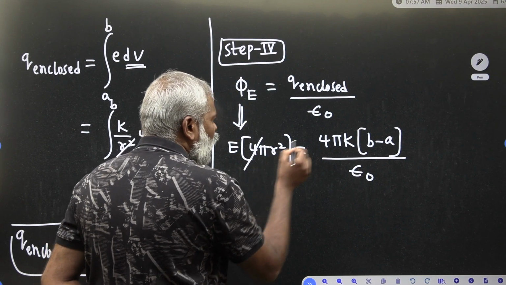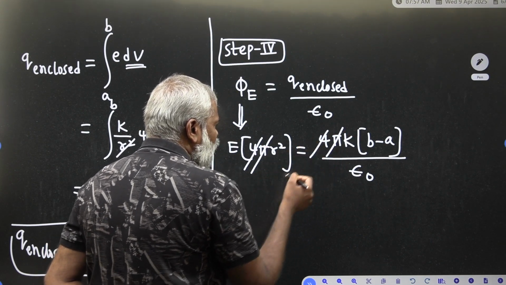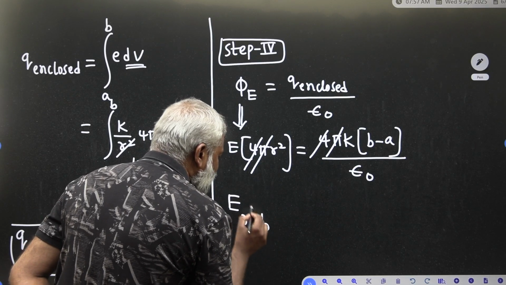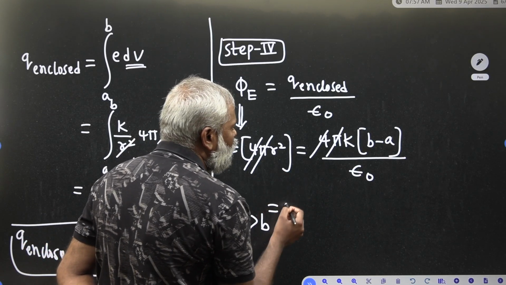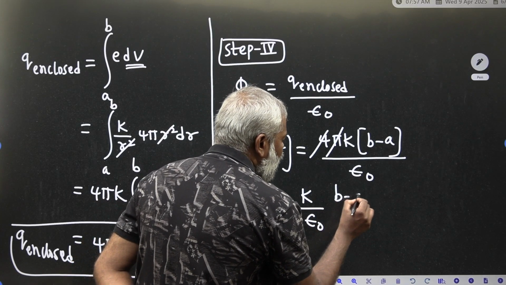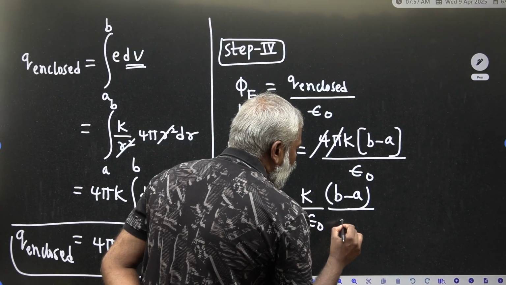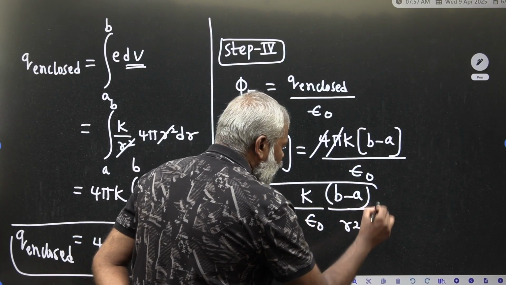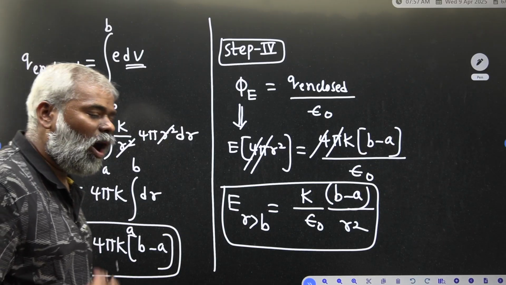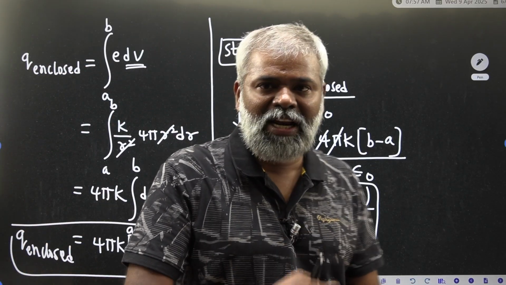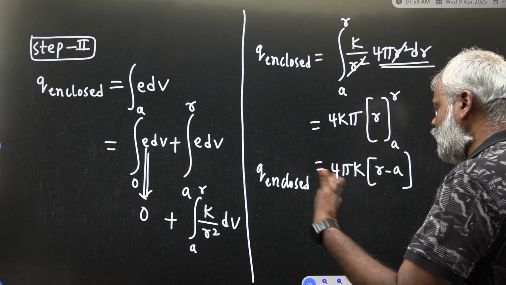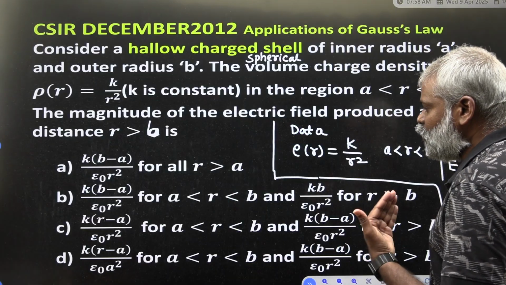So therefore 4 pi, 4 pi, r square, r square get cancelled. E outside, when r is greater than b, is equal to how much are we getting? k by epsilon naught into b minus a divided by r square. This is the electric field outside the outer radius of the spherical shell. Clear? Now you are able to see the answer, because it is a 5 marks question we need to solve.